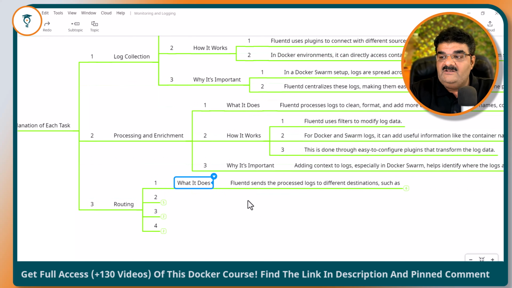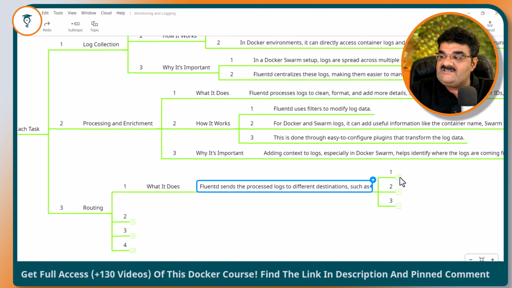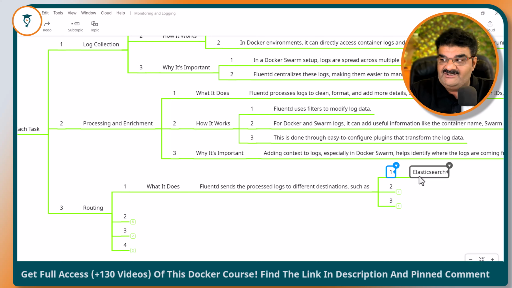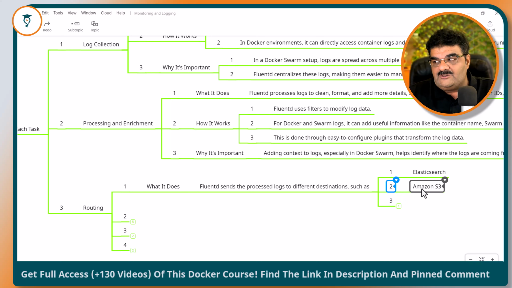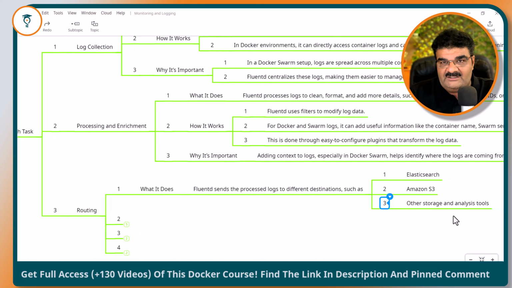What does it do? Fluentd collects the logs, processes them and then forwards them. So Fluentd sends processed logs to different destinations such as Elasticsearch. We are going to discuss Elasticsearch just after this. Or in many companies, they need to store all these logs in Amazon S3. So you can use the routing task of Fluentd and then store them in Amazon S3, or you can also send them to other analytics tools.